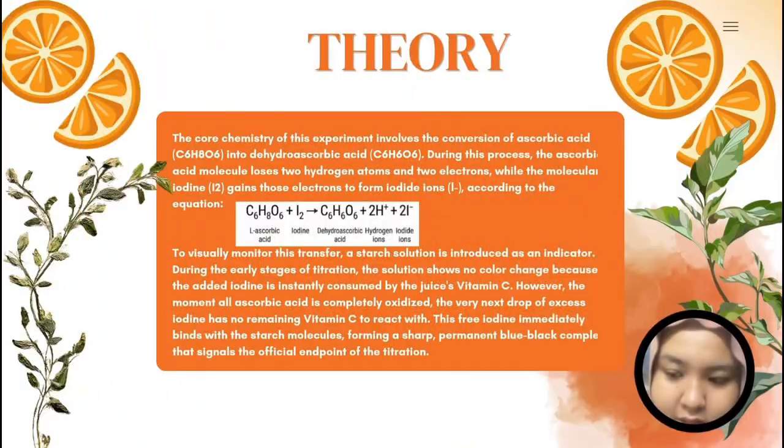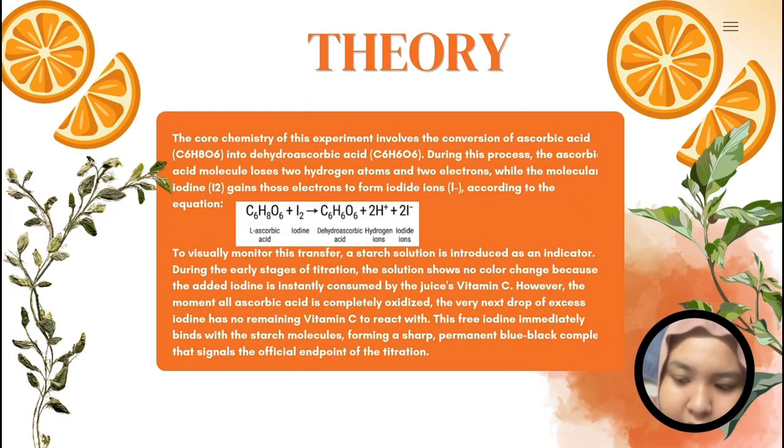The chemistry of this experiment involves the conversion of ascorbic acid into dehydroascorbic acid. During this process, the ascorbic acid molecule loses 2 hydrogen atoms and 2 electrons, while the molecular iodine gains those electrons to form iodide ions, according to the equation.